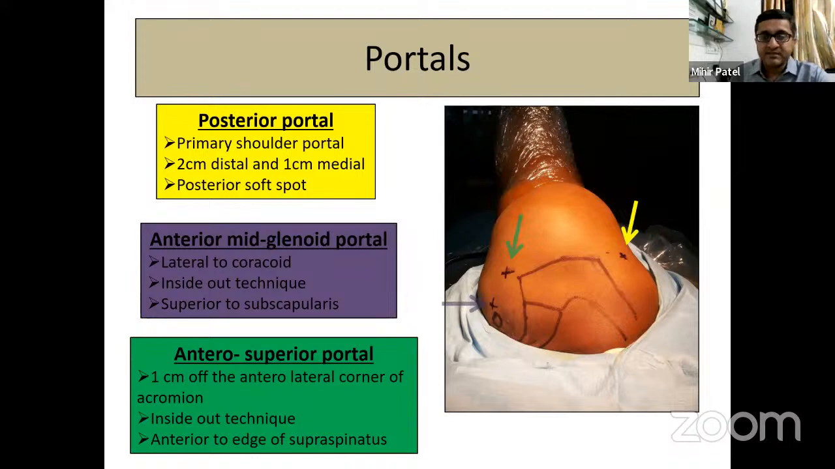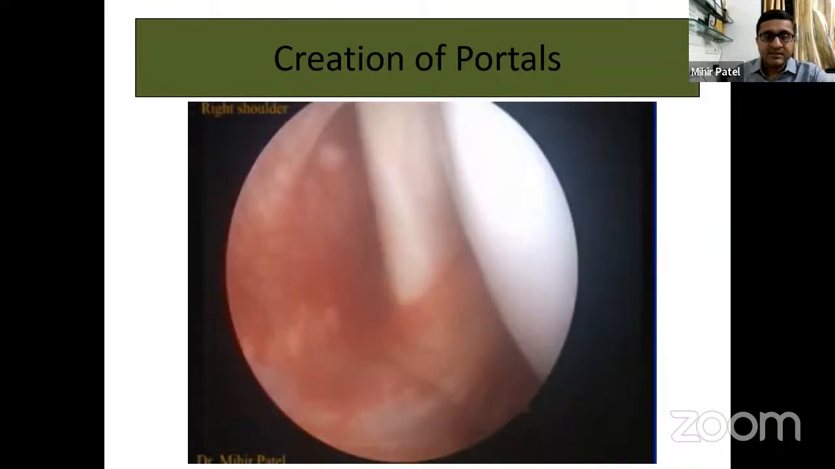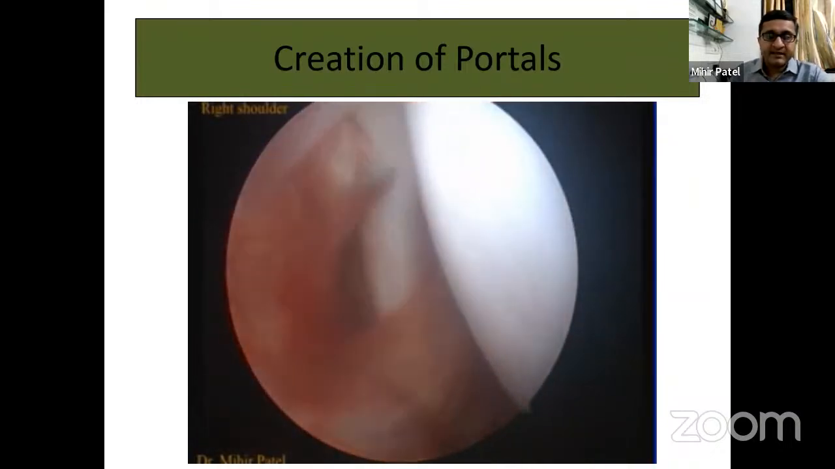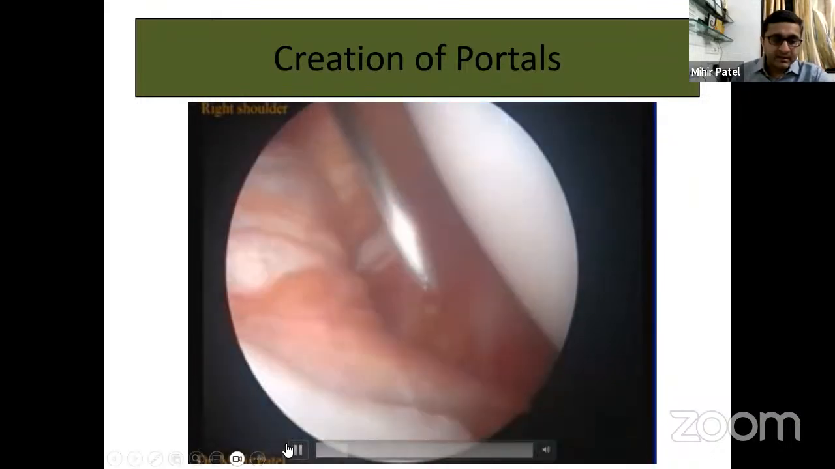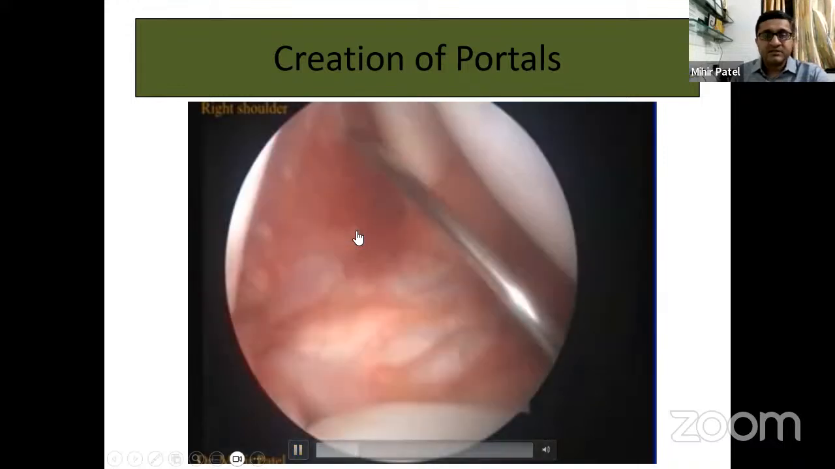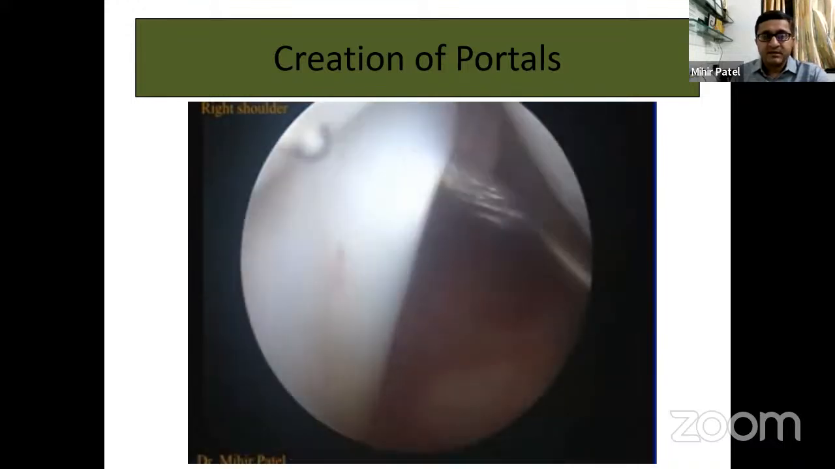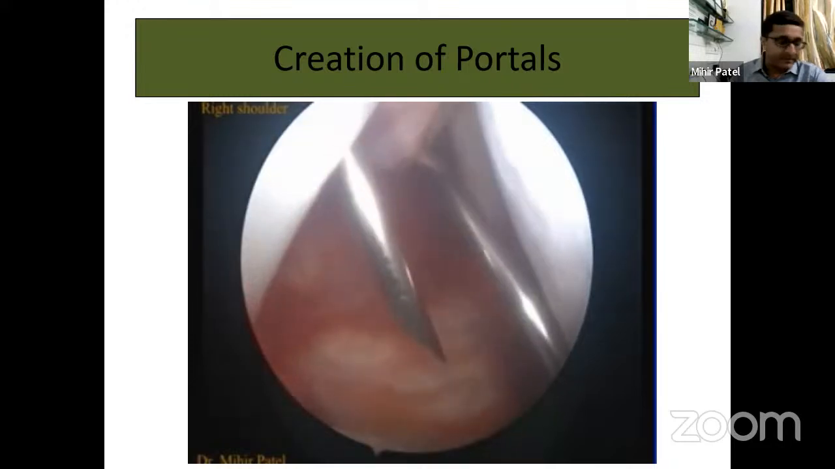The next portal would be the anterior superior portal. It is 1 centimeter off the anterolateral corner of the acromion. Again, I use the in-to-out technique using an 18-gauge spinal needle, and internally it opens absolutely anterior to the anterior edge of the supraspinatus, typically in relation to the biceps tendon. So now this is creation of the portals. You can see my 18-gauge spinal needle is entering just superior to the tendon of the subscapularis. My next portal is coming in relation to the biceps tendon.